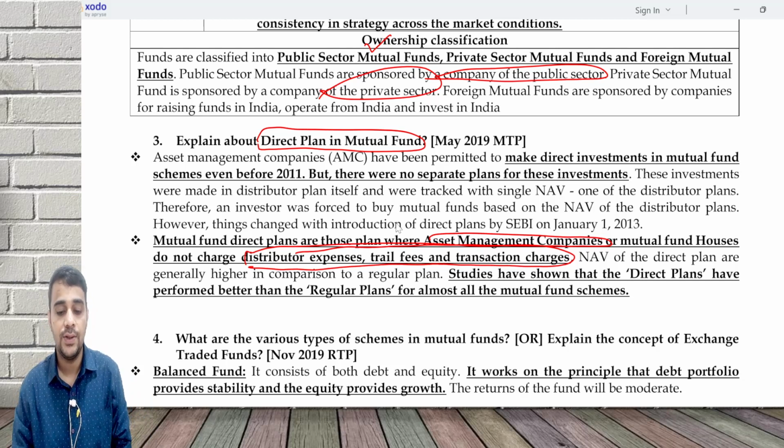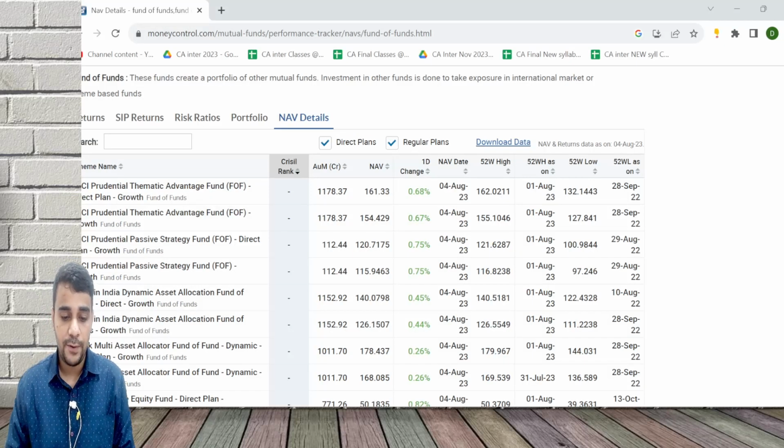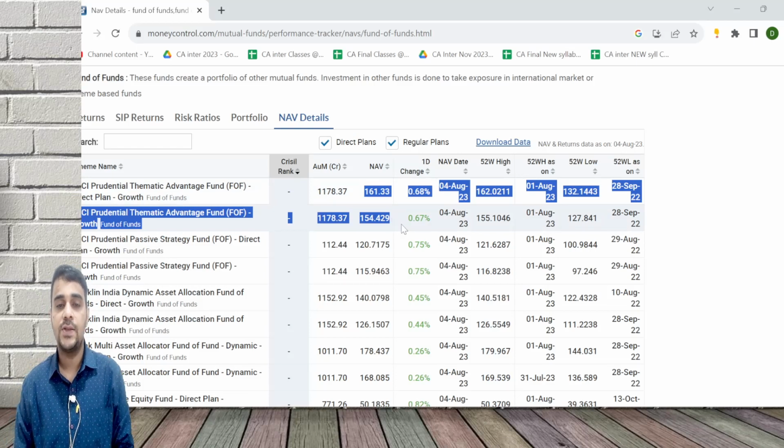But the only challenge is if you want to do it in a direct plan, you need to have a good understanding, because without an understanding of mutual funds, you will not be in a position to do a direct plan. So if you see here, the NAV of the direct plan is obviously going to be more than the NAV of the regular plan. 161 vis-a-vis 154, or 120 vis-a-vis 115.